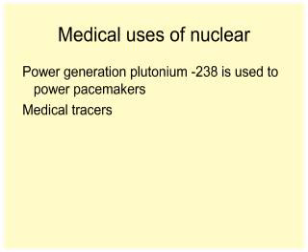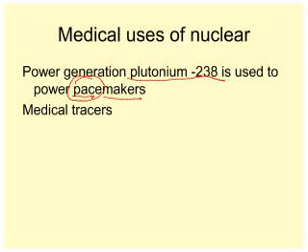Nuclear things have other uses besides power plants and bombs, and one of them would be medical. They actually use plutonium-238 to power pacemakers. A pacemaker is in your heart, and basically what it does is it causes an electrical impulse that makes your heart beat at a regular pace. It's got the pace that it needs.